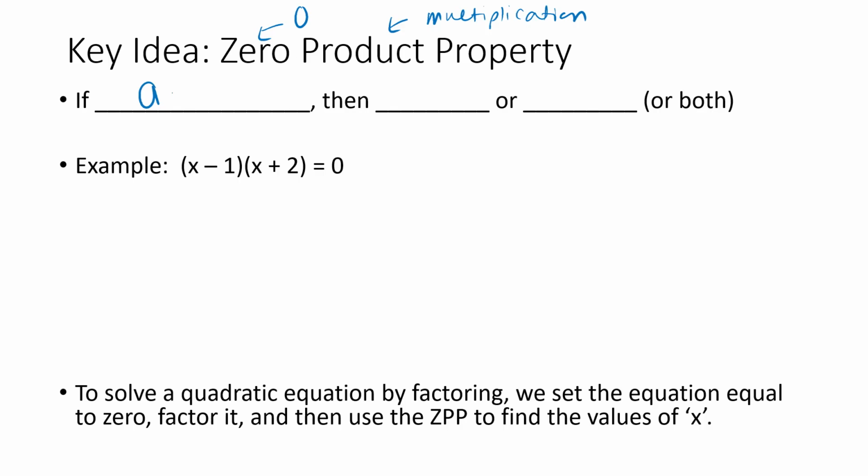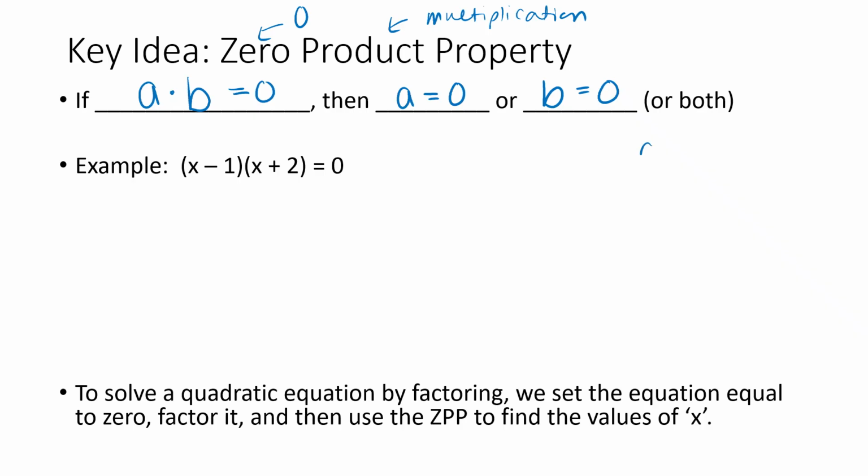If A times B, and by A times B, I just mean two things, two anythings, okay? They could be numbers, they could be variables, they could be variable expressions, two things that multiply together, and the product is zero, then the first factor is equal to zero, or the second factor is equal to zero, or both.